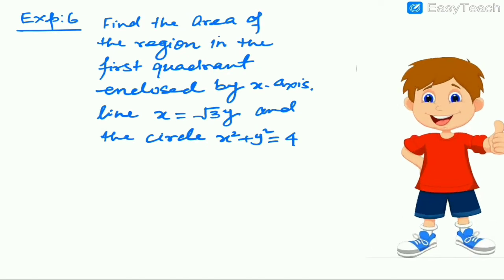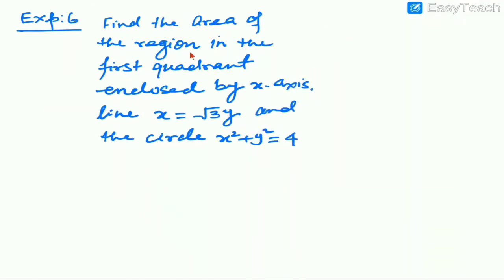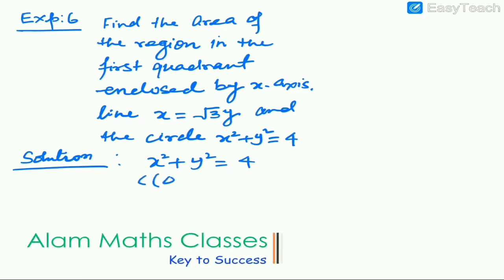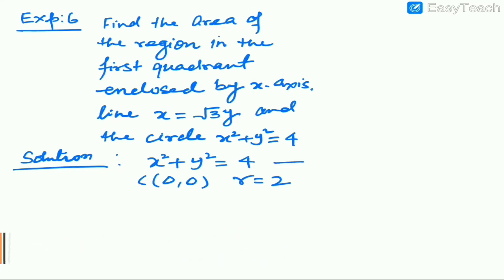In example 6, find the area of the region in the first quadrant enclosed by the x-axis, the line x equal to root 3 y and the circle x square plus y square equal to 4. In this question, the given curve is the equation of a circle, x square plus y square equal to 4, whose center is (0, 0) and radius is 2. This is equation 1 and the line is y equal to 1 upon root 3 x.